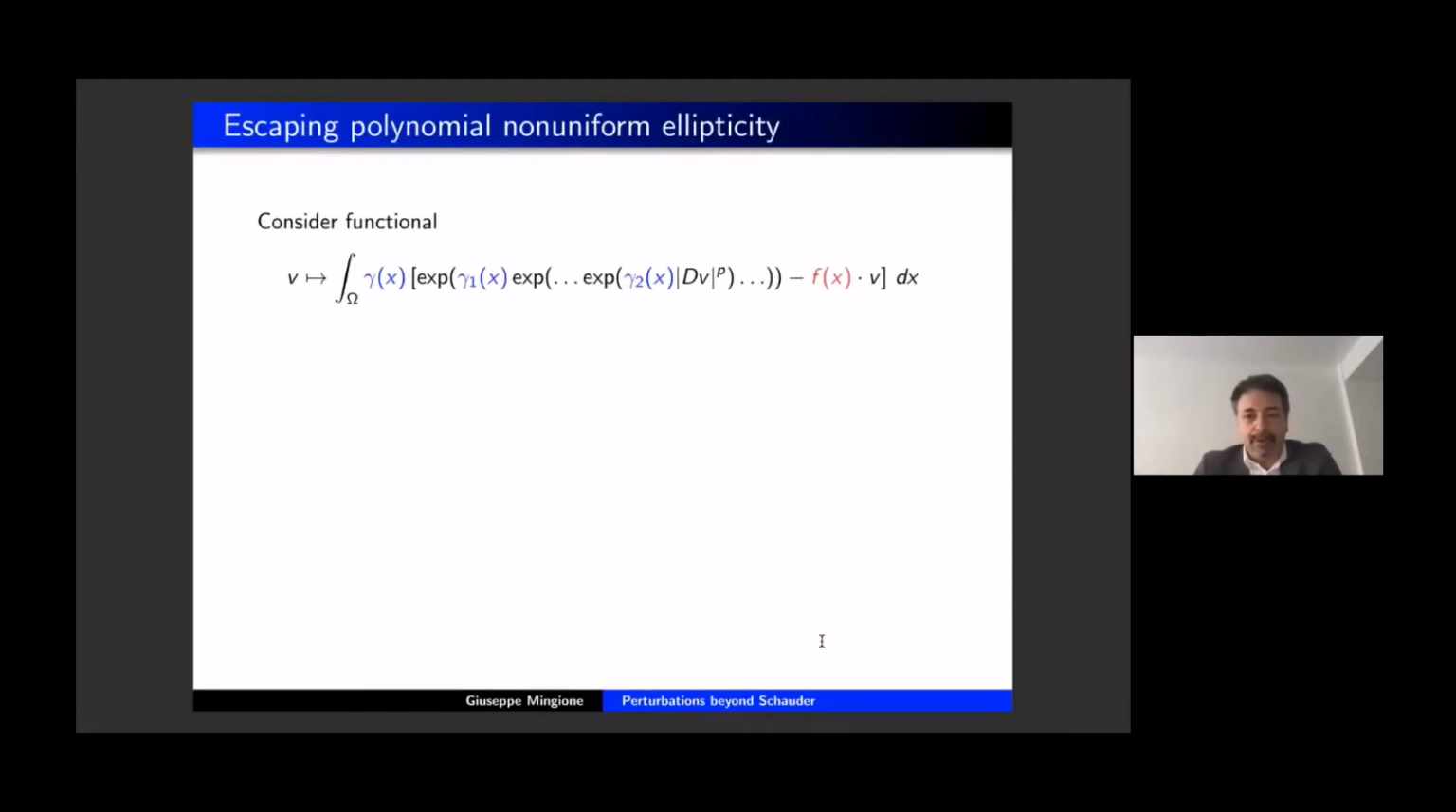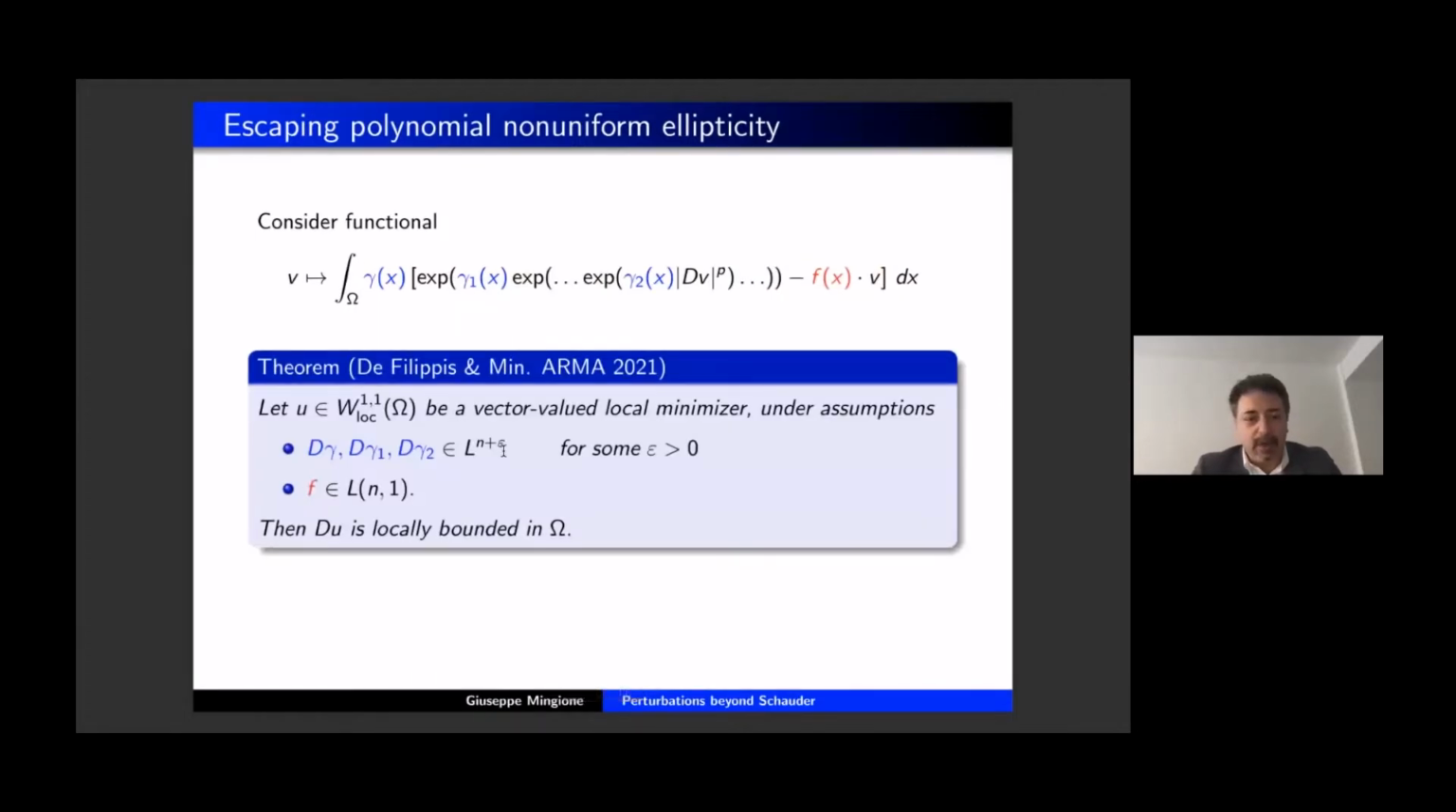And also, I would like to tell that in this paper with Cristiana, which is published this year, we are able to escape these polynomial growth conditions. We are able to deal with general functions of arbitrarily exponential type. So we combine arbitrarily exponential functions, under the assumption that the coefficients this time are a bit differentiable, so that the difference is in L^{n+something}, and the same condition on the right-hand side. Then we prove that u is locally bounded.